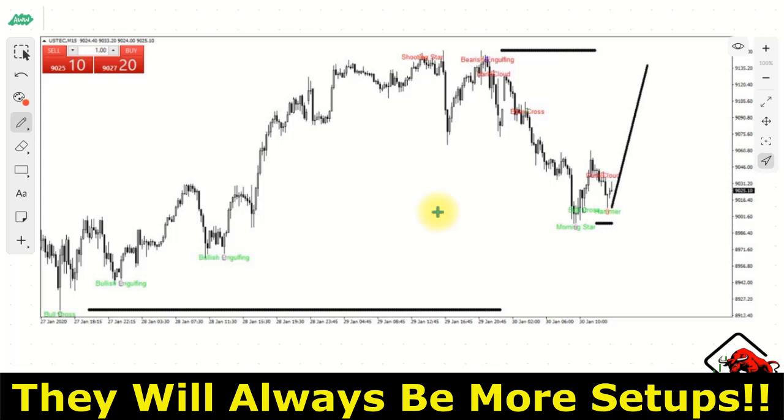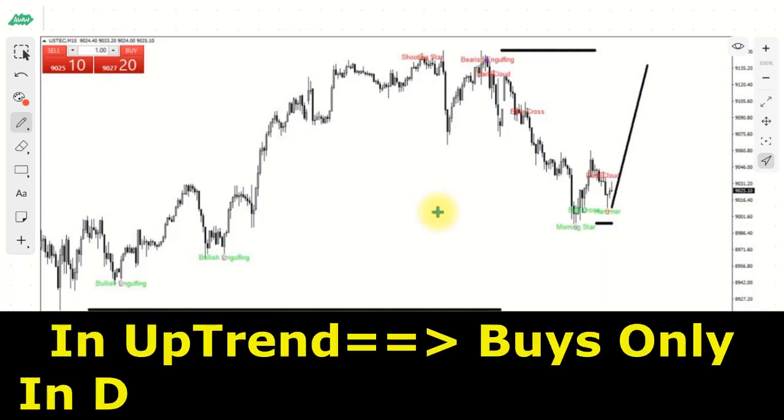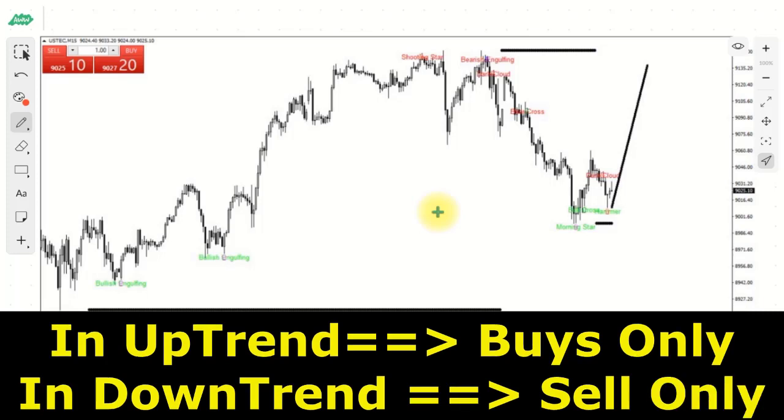So since we are on an uptrend, what does this tell us? This tells us that we must prepare ourselves for buy setups only. So basically, remember we said we trade with the trend, not against the trend. So we are looking for buying opportunities in this market since the trend is actually an uptrend, right?